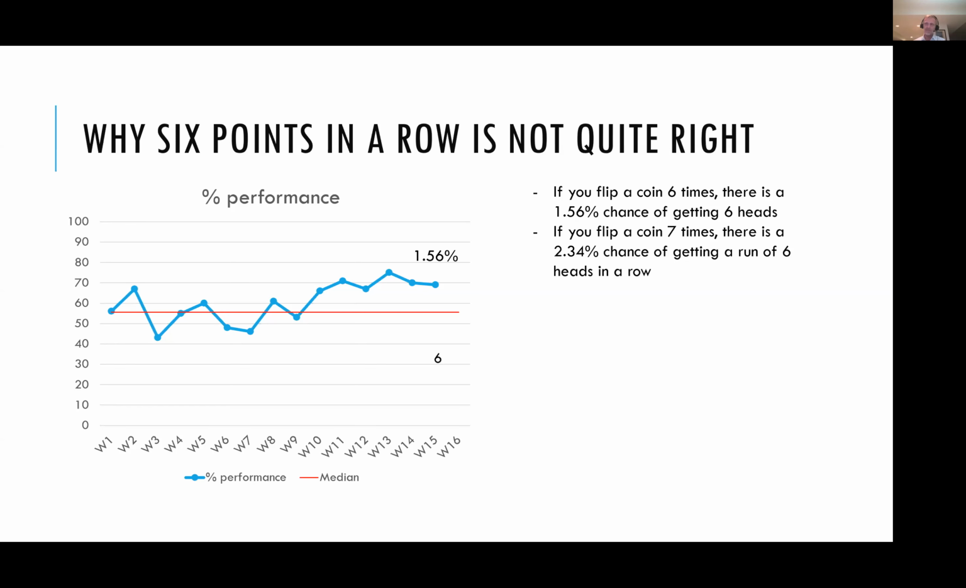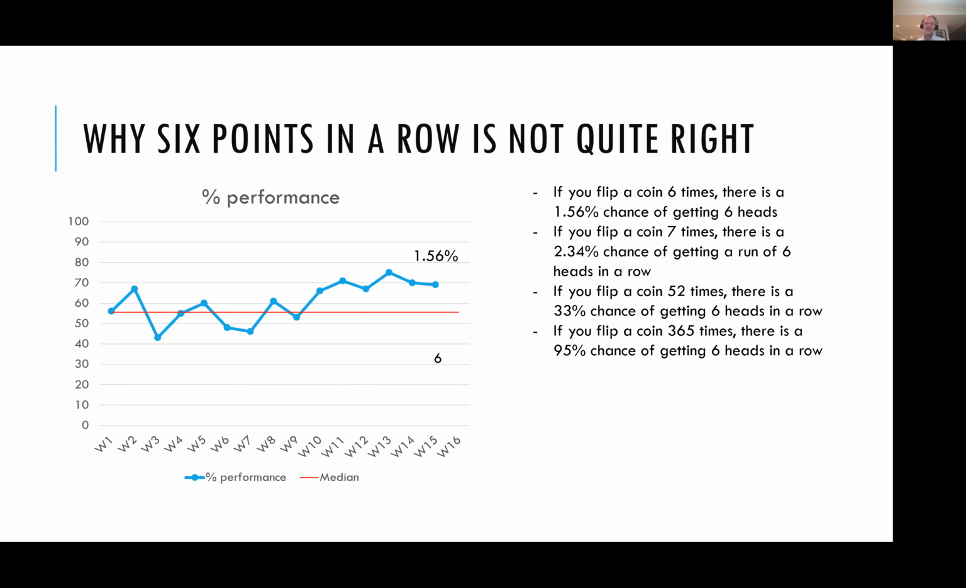And this makes sense. If we flip a coin hundreds of times, you're definitely going to get 6 heads in a row at some point, right? And if we flipped a coin 52 times, let's say you collected weekly data for 1 year, there would be a 33% chance of getting 6 data points all above the median, and a 33% chance of getting 6 data points in a row, all below the median. And if you collected daily data for a year, you would almost certainly get a run of 6 points above the median and below the median.